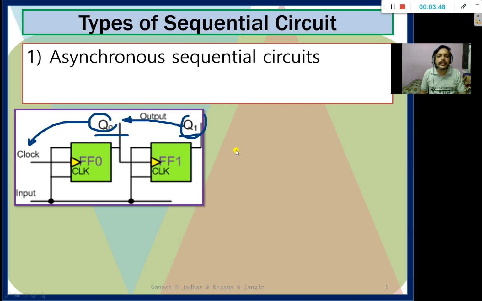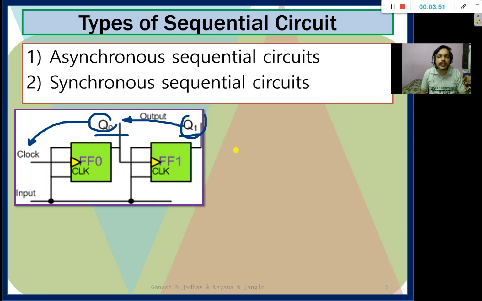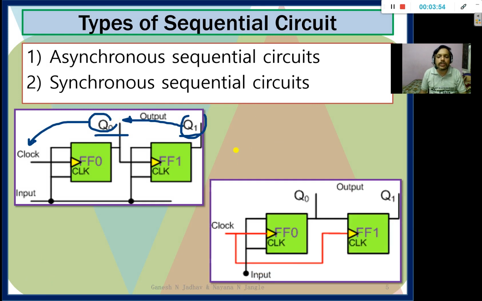So let's understand what the synchronous sequential circuit is. In the synchronous sequential circuit, the same clock pulse is provided to all. The clock pulse which is given to flip-flop number 1 is the same clock pulse given to flip-flop number 2 also. It indicates that the outputs Q0 and Q1 change their state simultaneously. Because the same clock is provided to both flip-flops, it is called the synchronous sequential circuit.